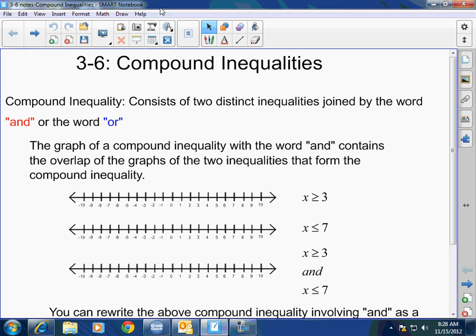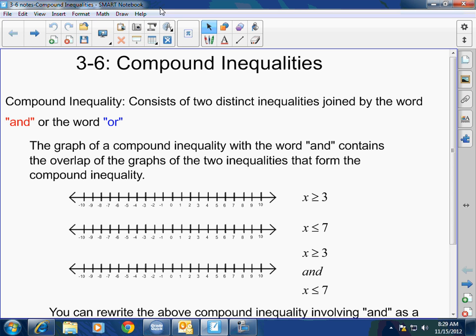Okay, good morning, everybody. We're going to continue learning about inequalities today, and we're going to talk about compound inequalities. Now, when you think of compound inequalities, think about a compound word, like doghouse. A doghouse is a compound word. It's two individual words, or two words that can be written individually, combined together as one. Well, it's the same thing with inequalities. We're going to take two individual inequalities, and we're going to combine them as one.